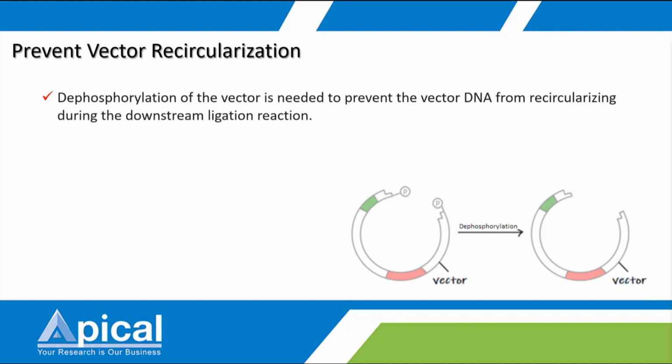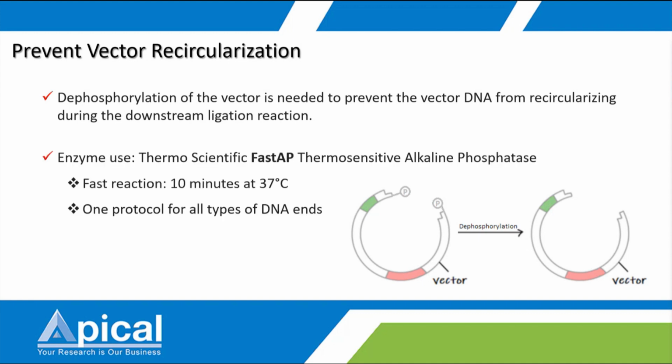To perform this, you can use the Thermo Scientific FastAP, the more sensitive alkaline phosphatase. The reaction with this enzyme will only take you 10 minutes at 37 degrees Celsius, and only one protocol. So you only need to follow that specific protocol, then you can perform it for all types of DNA.